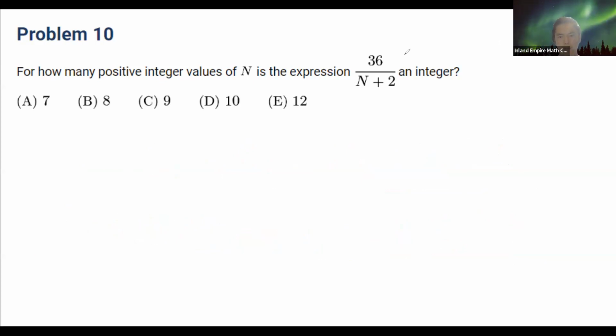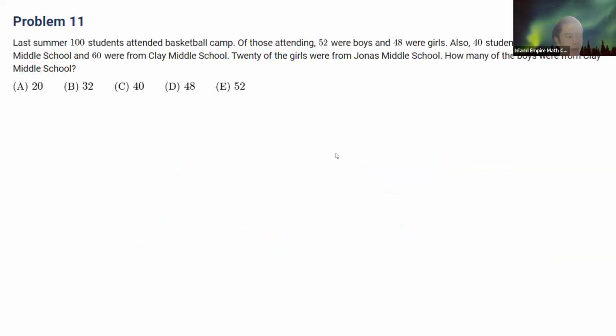Okay. Let's take a look at question 11. Last summer, 100 students attended basketball camp. Of those attending, 52 were boys and 48 were girls. Also, 40 students were from Jonas Middle School and 60 were from Clay Middle School. 20 of the girls were from Jonas Middle School. How many of the boys were from Clay Middle School? Did we manage to solve this one?